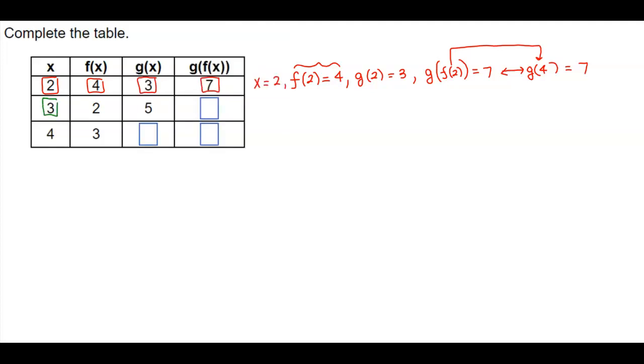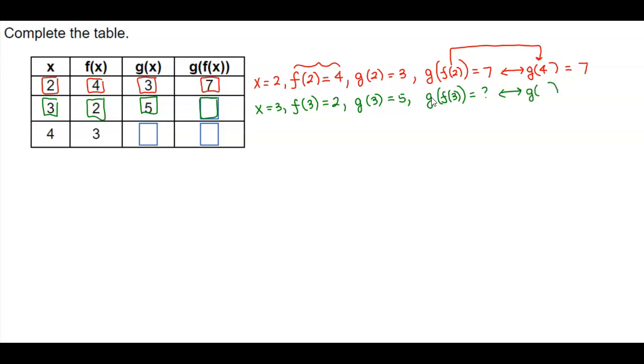Now let's take a look at the next row. We have an input of 3, so x is going to equal 3. What is f of 3? That gives us the output of 2. Then we want to find g of 3, and we can see that the output there is 5. Now we want to find out what this result is. That means we want to find g of f of the input 3.